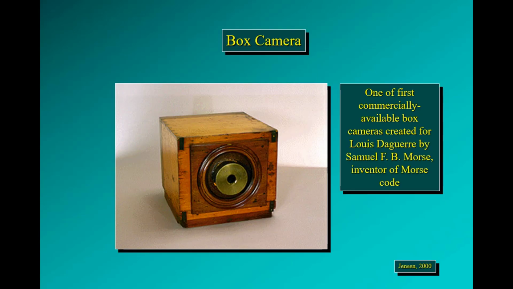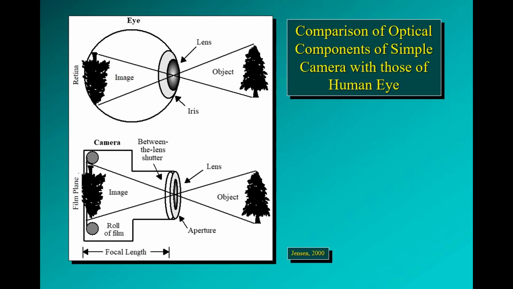This is just a simple box camera. This is one of the first commercially available box cameras created for Louis Daguerre by Samuel F.B. Morse. He's the inventor of the Morse code, but he also invented this simple camera system. Interestingly, there are many comparisons to be had and many similarities between the human eye and a basic camera system. And that's basically what we see here in this diagram.